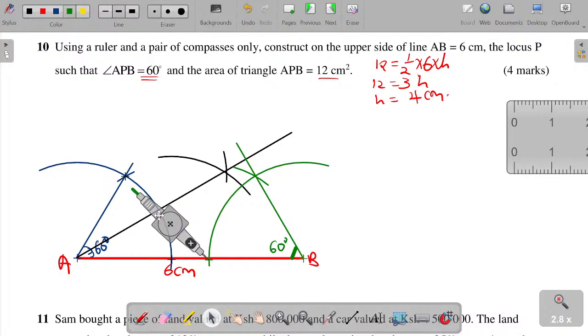You need to be very, very keen with your arcs. That's why you can see I'm using different colors to minimize confusion, like that. Then after that, let me join now using black pen.